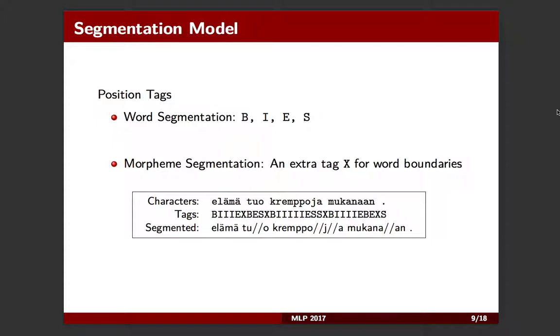So here we have an example in Finnish. We have the input characters, we have the position tags to be predicted, and also we have the segmentation results that can be obtained with respect to the position tags. So here our approach is a little bit different from some other previous works in which they perform morpheme segmentation at word level. But here we can see that our model is at a sentence level to incorporate information beyond word boundaries for morpheme segmentation.